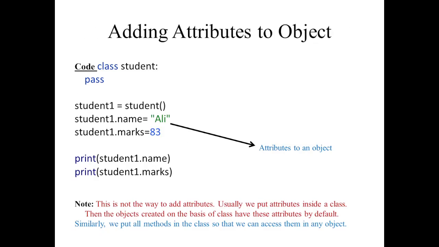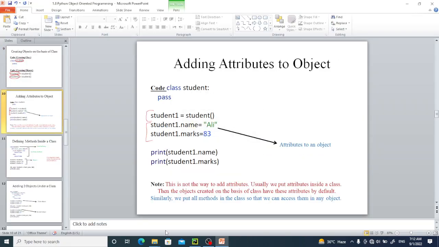Okay, how can we add attributes? Attributes means variables. In fact, in object-oriented programming, variables are called attributes. So in this way, in the case of a class, we can add attributes to student 1, like its name and its marks, and then we can print its values as well. Let me do it in our code.